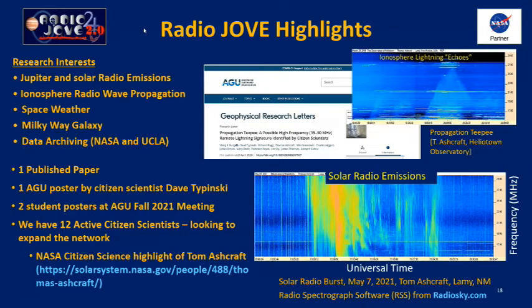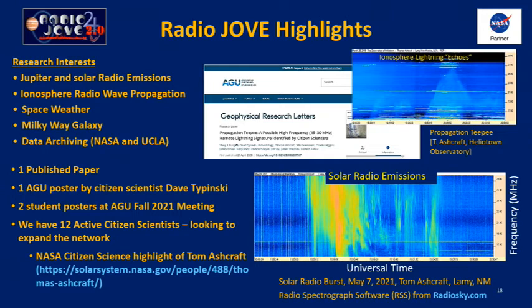So I've mentioned a couple of these. Some of our highlights here is a recent paper on these terrestrial propagation events, the lightning events. We've had some of our citizen scientists actually give papers at professional conferences now, and I've had a couple of students use Radio JOVE data at conferences, and we've got about 12 active citizen scientists, and we're hoping to add more people as our capabilities get better, and now the equipment is getting better.